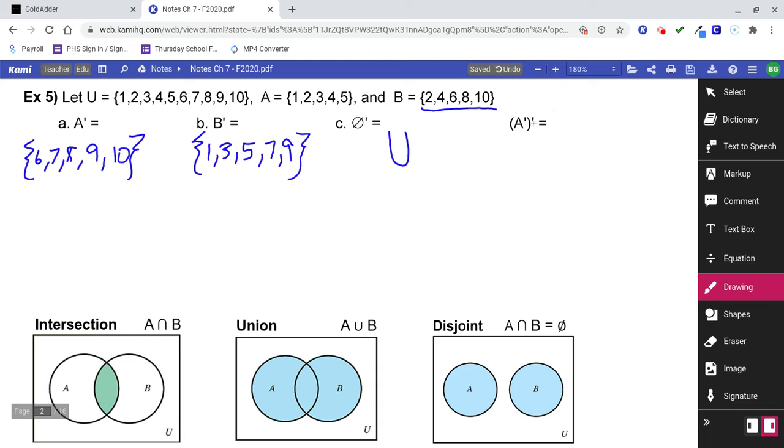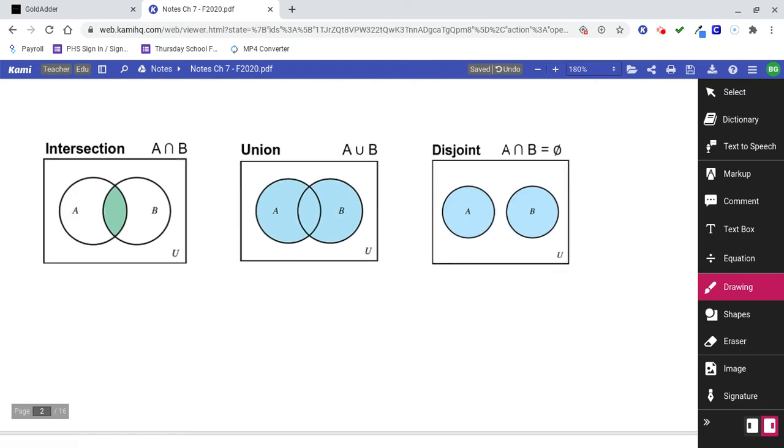This one's a double negative. It says not not A. If it's not not A, it's just A. So again, you could list it out and say 1, 2, 3, 4, 5, and you'd be right, but I think it's easier to do it this way.